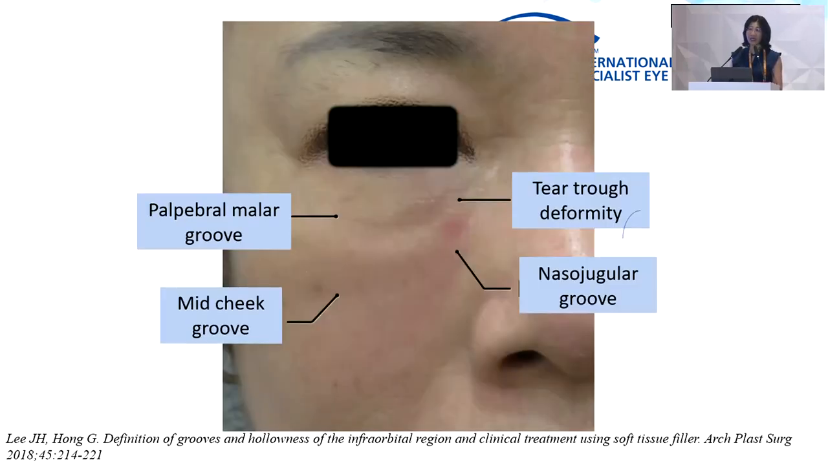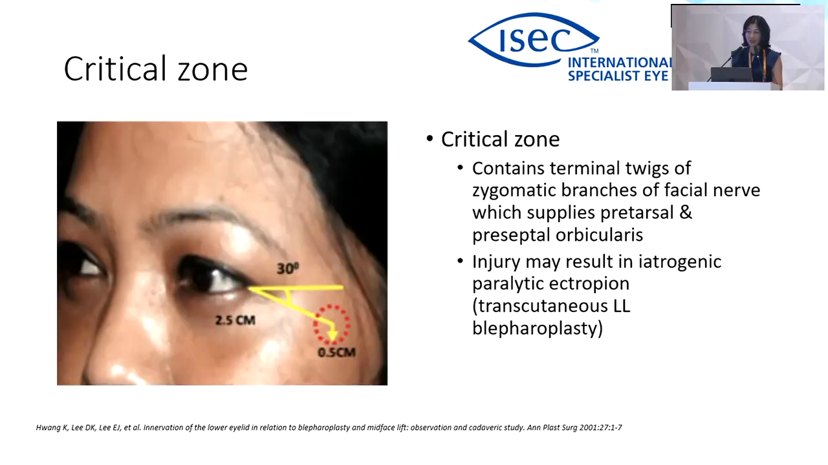These periorbital grooves are important in surgical as well as non-surgical lower eyelid rejuvenation. I will touch a bit more in a later slide regarding the anatomical correlations. So this is the critical zone, which is an area of 0.5 centimeter radius, inferolateral and 30 degrees temporal to the lateral canthus. This area contains the terminal twigs of the zygomatic branches of the facial nerve, which supplies the pretarsal and the preseptal orbicularis. Injury to this area during vigorous dissection in lower lid transcutaneous blepharoplasty may result in iatrogenic paralytic ectropion, so caution should be exercised.